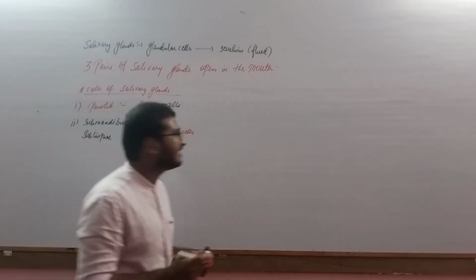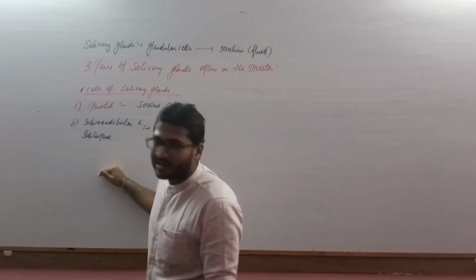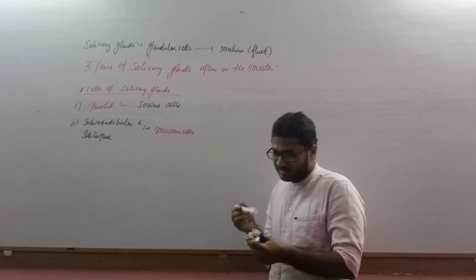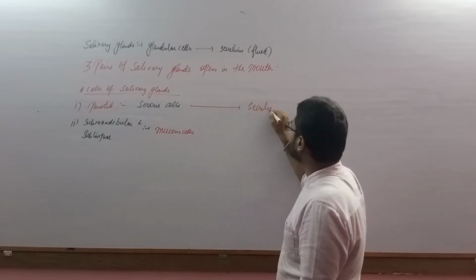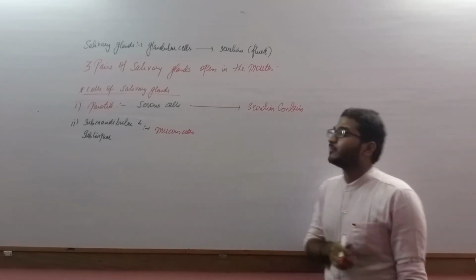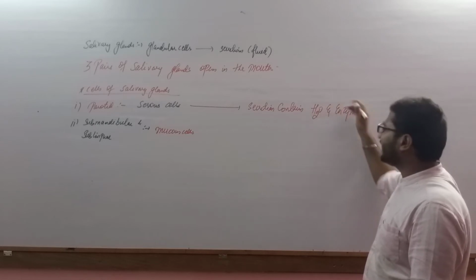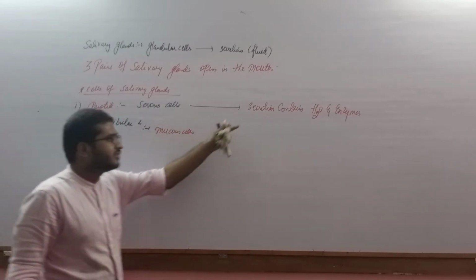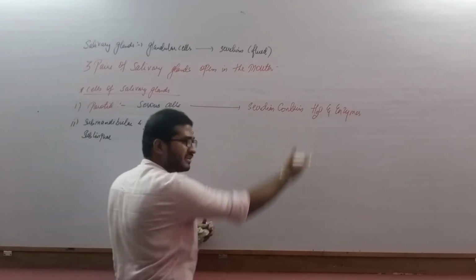So parotid salivary glands contain serous cells, while submandibular and sublingual salivary glands contain mucus cells. Now what is the speciality of these serous as well as mucus cells? Serous cell secretion contains water as well as enzymes. Enzyme part we will discuss later on, but let us discuss the types of secretions, that is what it contains. So serous cells mainly contain water as well as enzymes.